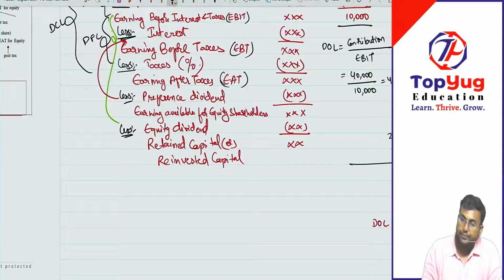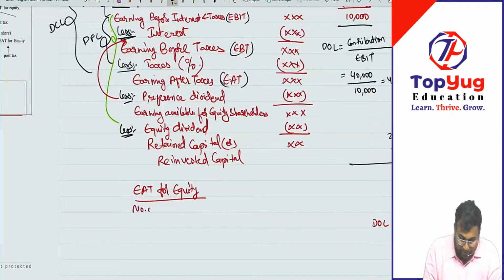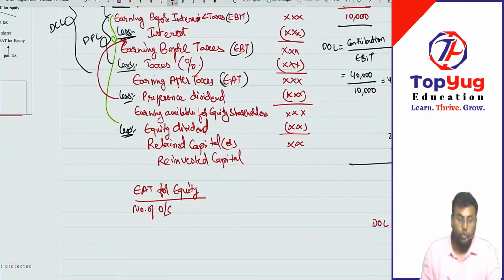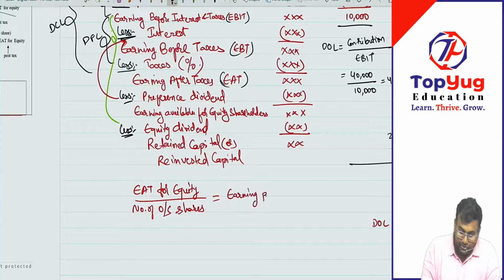If you divide EAT for equity, below the income statement only you are supposed to write this, divided by number of outstanding shares, OS is the short form of outstanding, you will get something called earning per share.